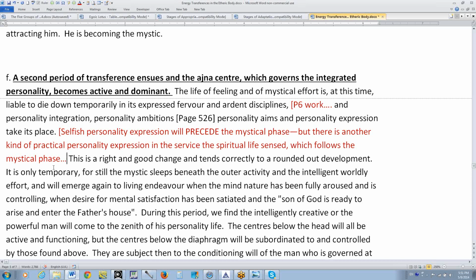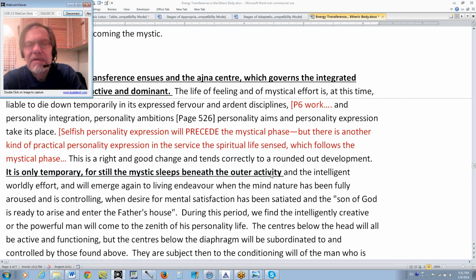So this is right and good. This is a right and good change and tends correctly to a rounded out development. It is only temporary, for the mystic sleeps beneath the outer activity. Every time DK describes these various phases, he brings in slightly different perspectives, which we have somehow to correlate with the perspective which was presented before. But I think you understand what I'm saying, that people can enter a phase of pretty dominating personality expression before they say, wait a second, there's something higher than myself. I ought to strive for that.